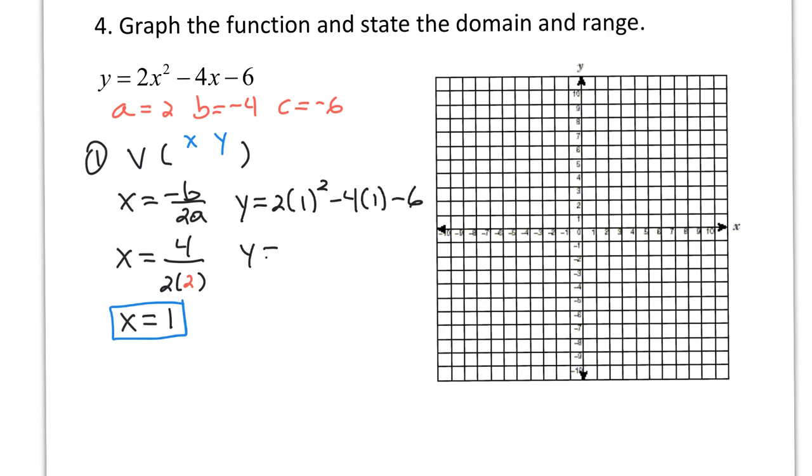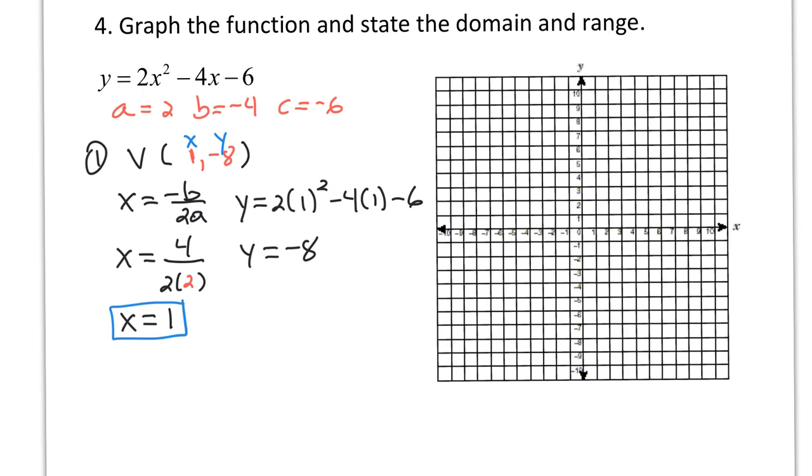So your y value is going to equal -8. Okay, guys, so notice we have the a, we have the b, and we have the c. So the vertex is not on the y-axis this time because there's a b value. So with the b value, we have the vertex at 1, -8. So you guys are going to plot that point, the vertex, at 1.